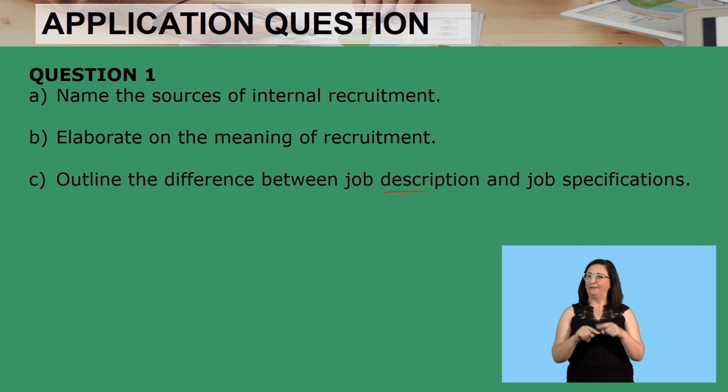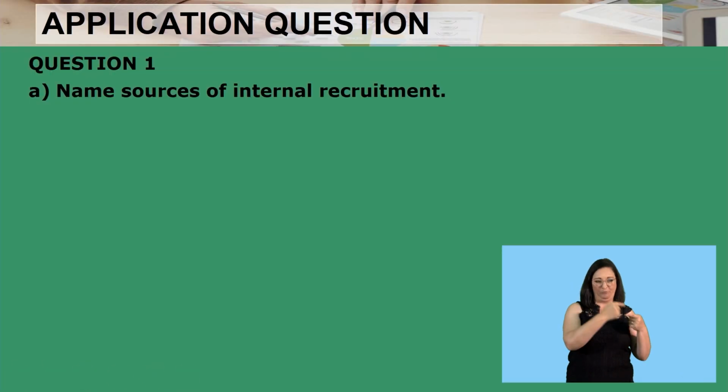So the sources of internal, now don't forget that we've got internal and external recruitment. So when you are recruiting internally, we're looking at people within the workplace. So we are recruiting people internally. Then how do we ensure that they know that we are recruiting, there is a vacancy? What are the sources or ways in which they can find out? Where will they find out? Right, so let's name those sources of internal recruitment.